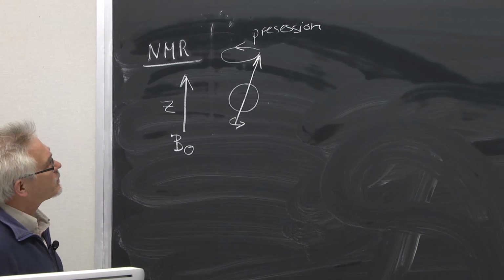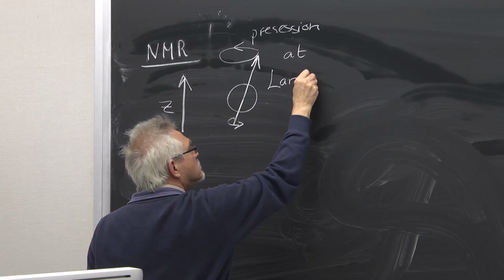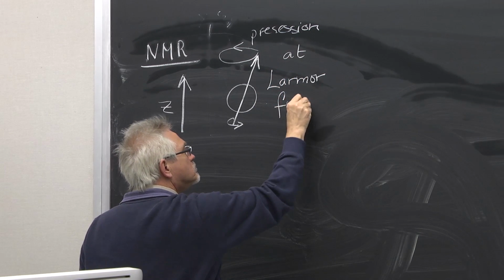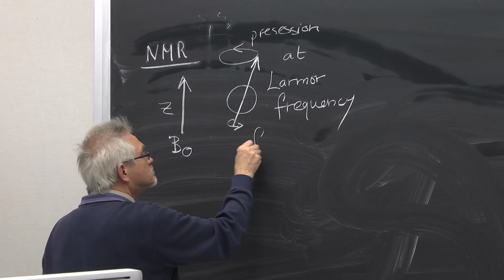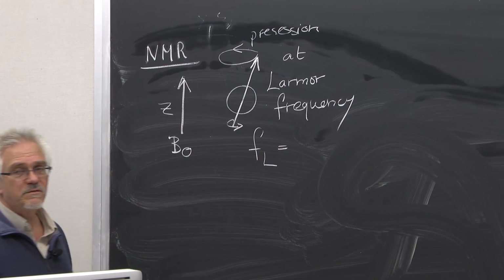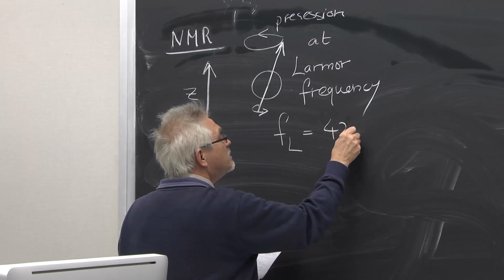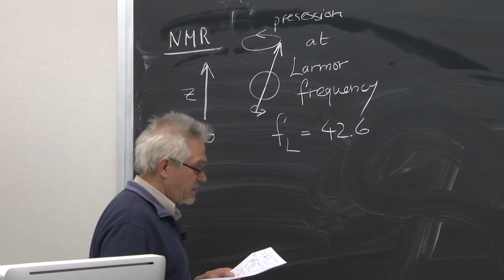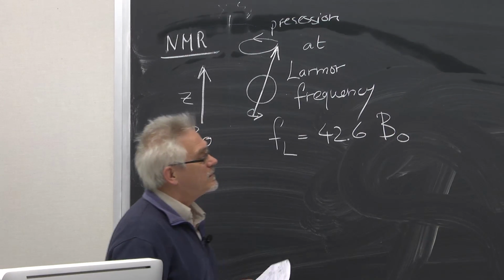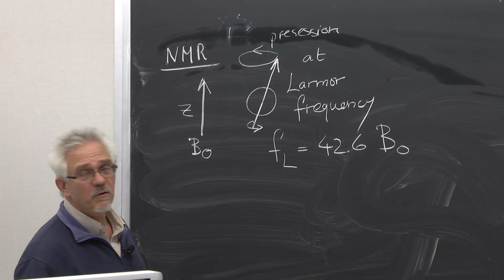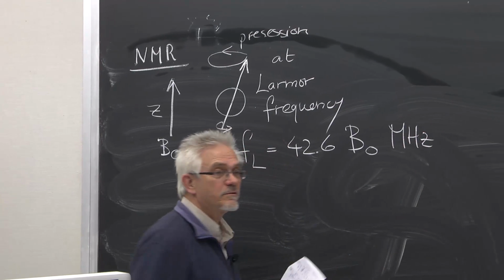And that precession occurs at a frequency that's called the Larmor frequency. And it's pretty simple. The Larmor frequency is a constant at, in our conditions, 42.6 times the magnitude of your magnetic field in Tesla. And that will give you the Larmor frequency in megahertz, so in millions of hertz.